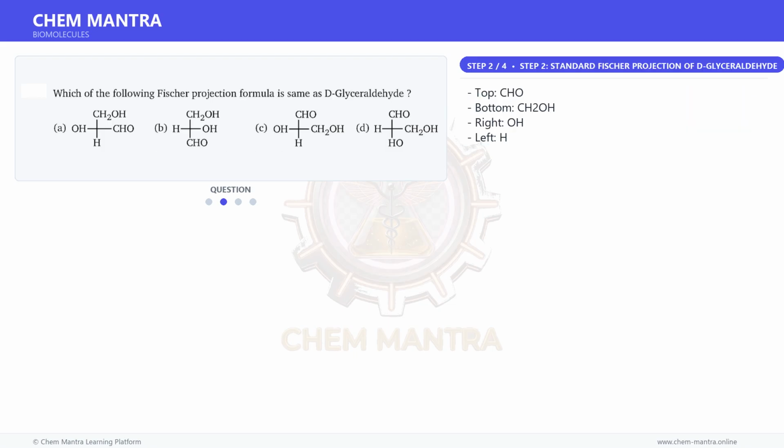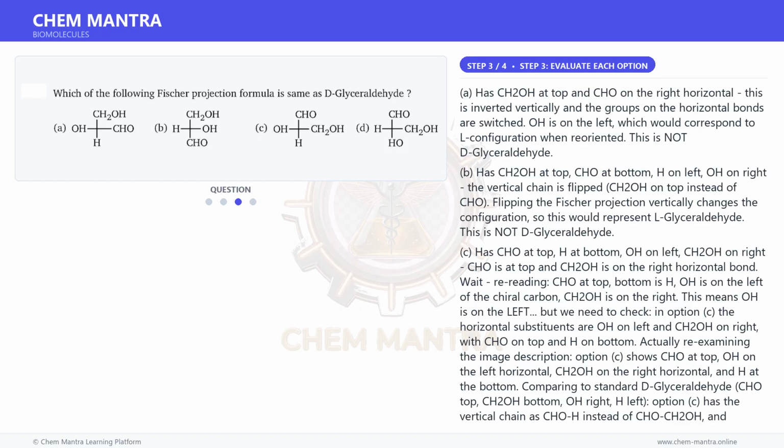Moving on to the next step. Top CHO. Bottom CH2OH. Right OH. Left H. Moving on to the next step. A has CH2OH at top and CHO on the right horizontal. This is inverted vertically and the groups on the horizontal bonds are switched. OH is on the left, which would correspond to L configuration when reoriented.